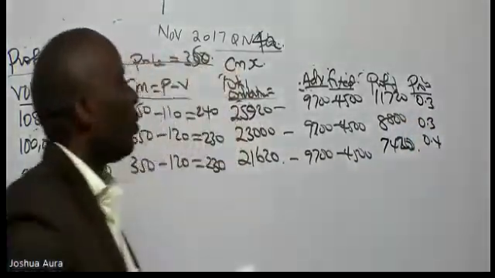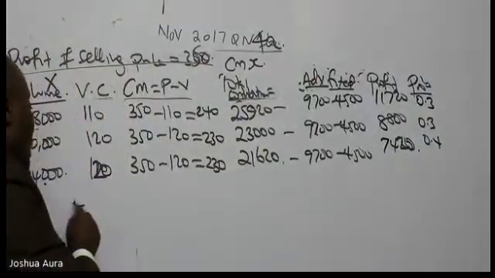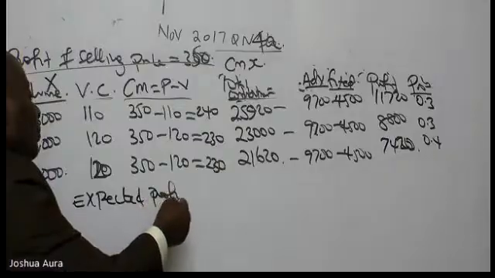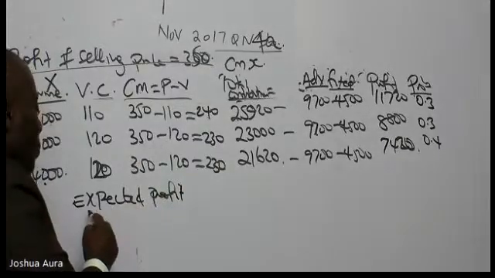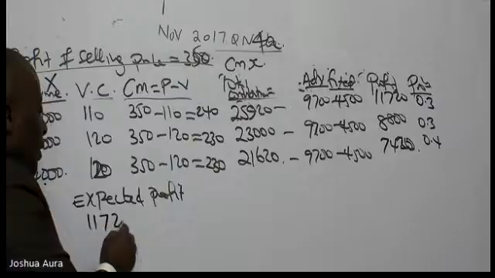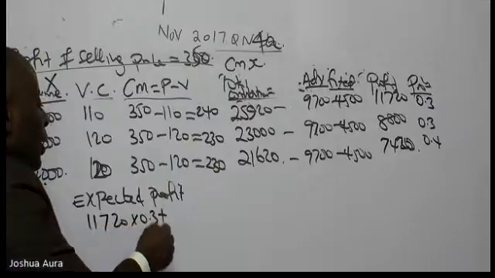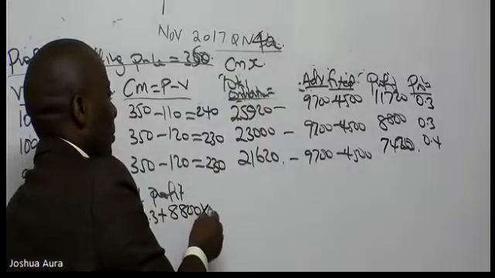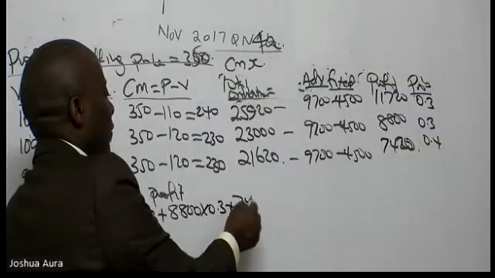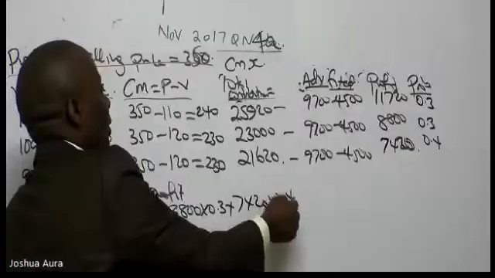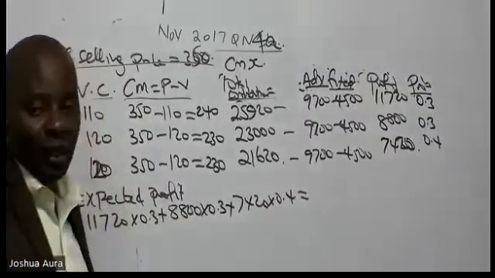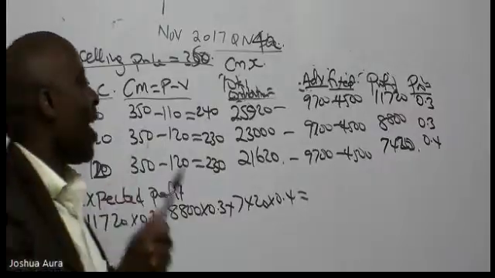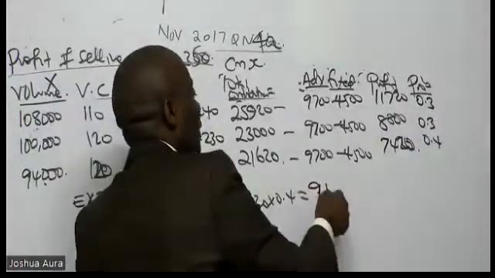Ladies and gentlemen, what I would want us to do very first is to ascertain the expected profit, the average profit. So the average profit will be 11,720 times 0.3 plus 8,800 times 0.3 plus 7,420 times 0.4, which gives us what figure at the end of the day? 9,124, yay! And I remember that there are students who got this 9,124.